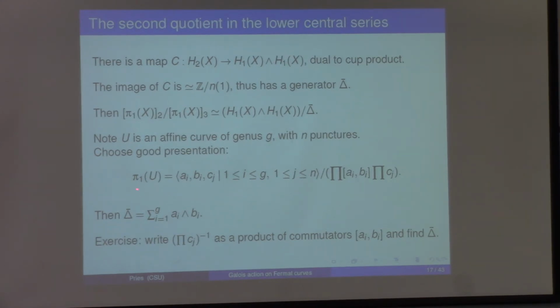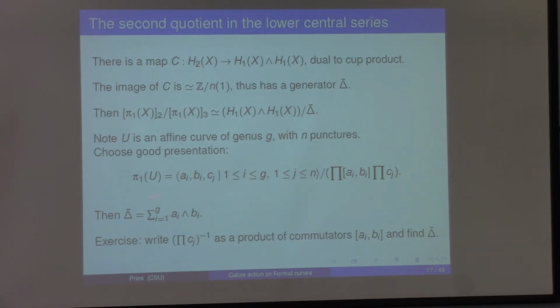Well, this fundamental group is of an affine curve of genus g with n punctures. The fundamental group has a presentation generated by a_i, b_i, and c_j, where i goes from 1 to g and j goes from 1 to n, modulo this relation. This is the relation that's trivial in the fundamental group. It turns out that this delta bar is the sum, as i goes from 1 to g, of a_i wedge b_i.